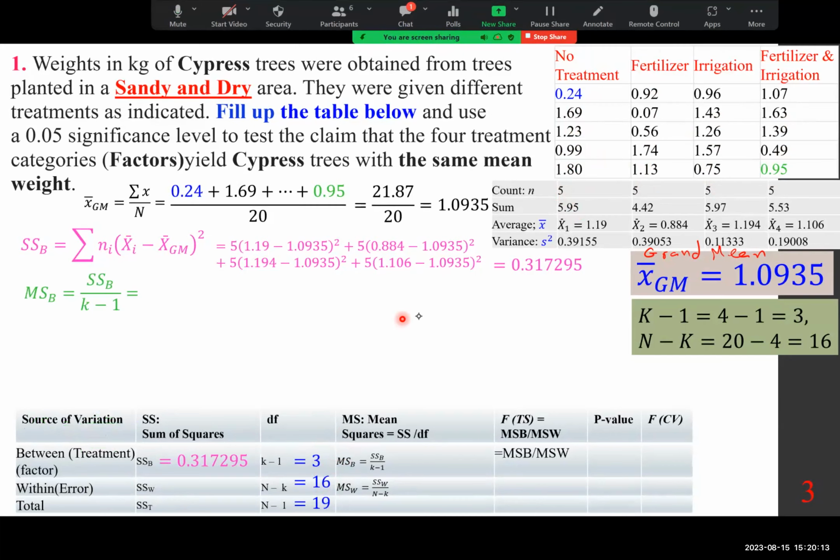The next one is to calculate MSB, the mean square. The mean square, we divide by K minus 1, which is 3, or 1, 2, 3, 4 minus 1. So this value we divide by 3. And we put it here.